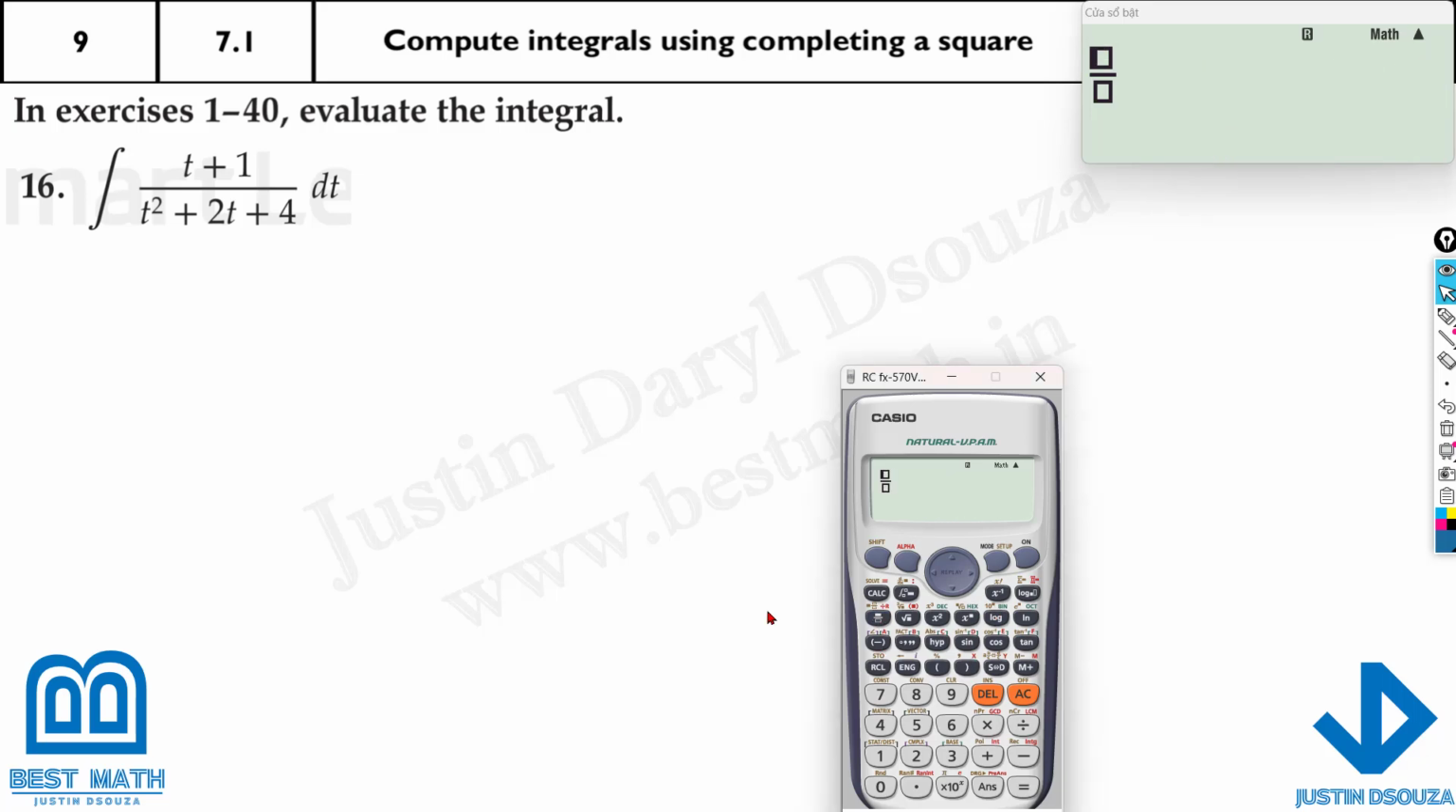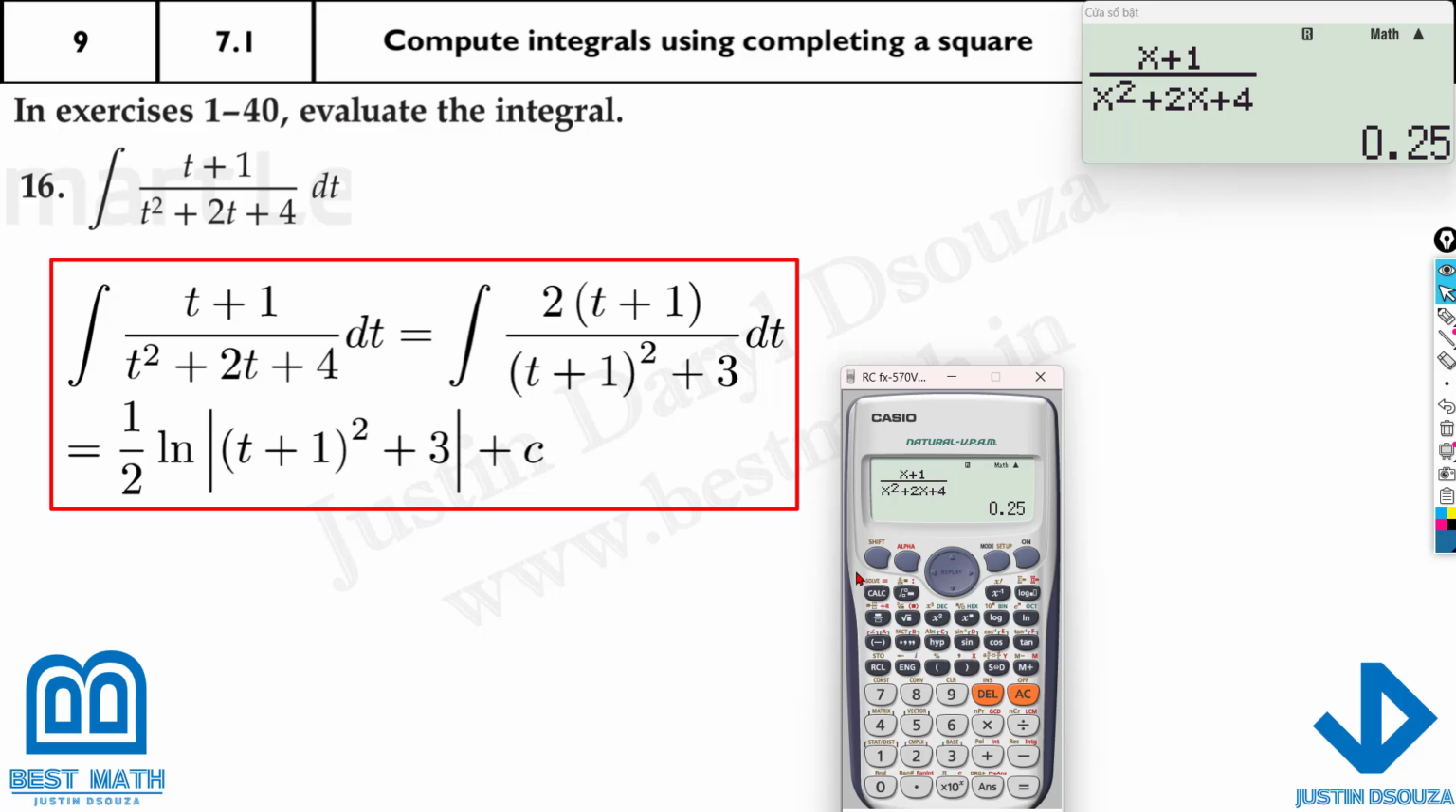The same way, here we have x plus 1 divided by x squared plus 2x plus 4. And now we need to calculate it at 2. It's 1/4 or 0.25. So we need to put in this correct answer. I mean, all the 4 options, and the correct answer will give us 0.25.